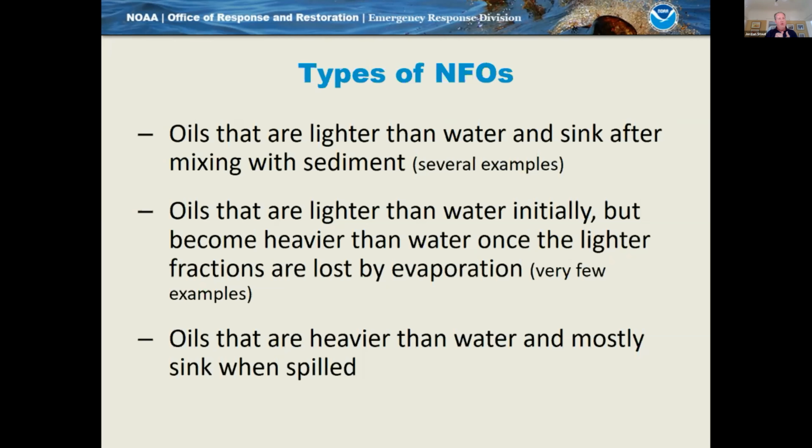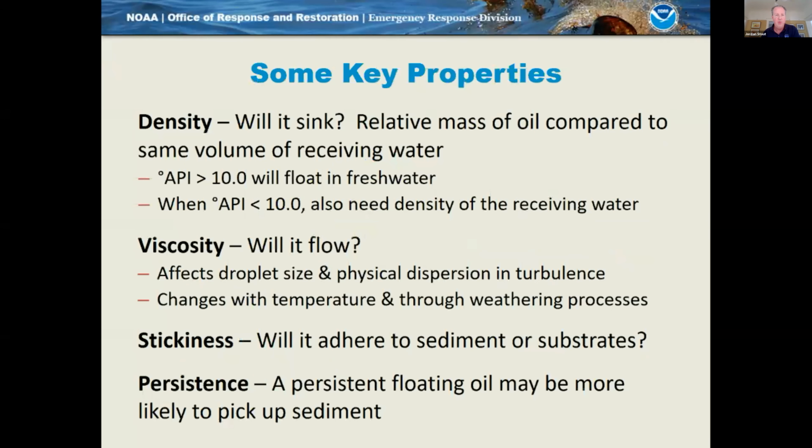And then there are some oils that are spilled that are heavier than water initially, and so they basically go straight to the bottom fairly quickly without any necessarily interaction with sediments or other mechanisms. So sediment interactions and possible evaporation can be a way for floating oils to become non-floating oils, and there's also non-floating oils that are inherently heavier than water to begin with. I'll go over some key basic properties.